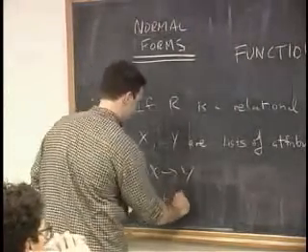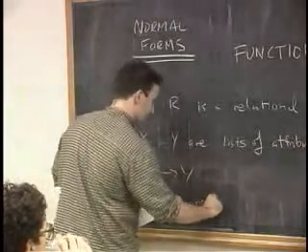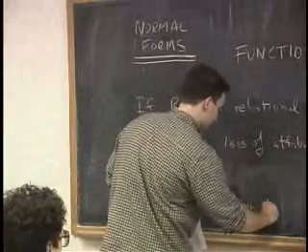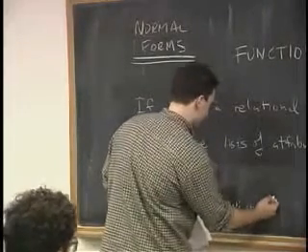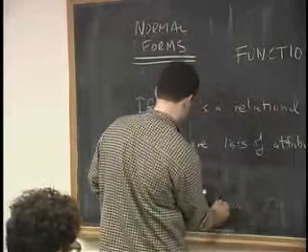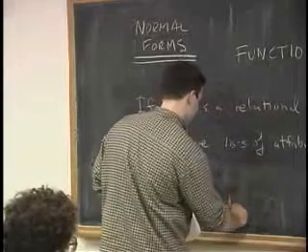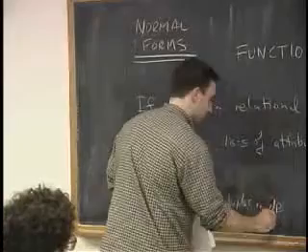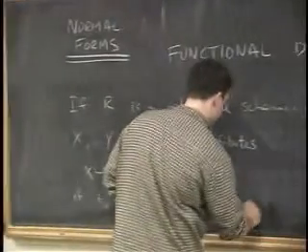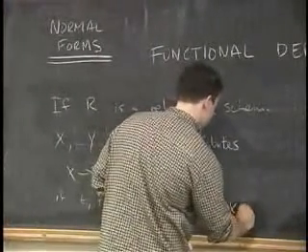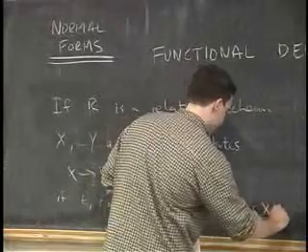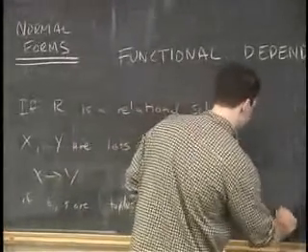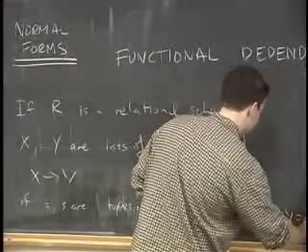if T and S are, I guess, rows in the database, or I'd say just tuples. I'll just call them tuples. Then, you know, if they agree on X, then they must agree on Y. So that's functional dependence. T.X equals S.X implies T.Y equals S.Y.